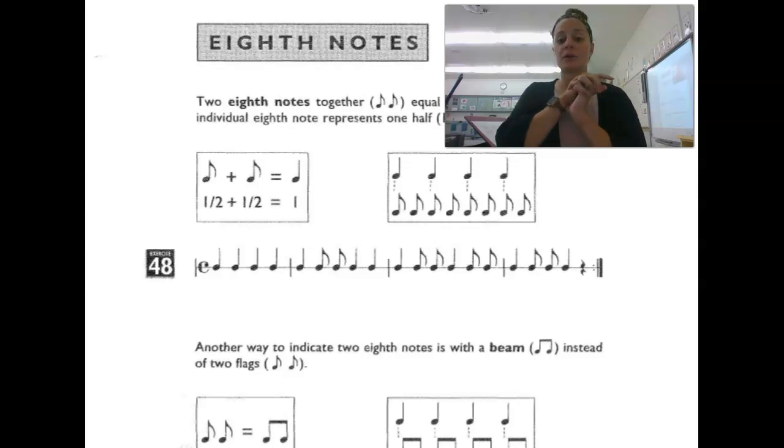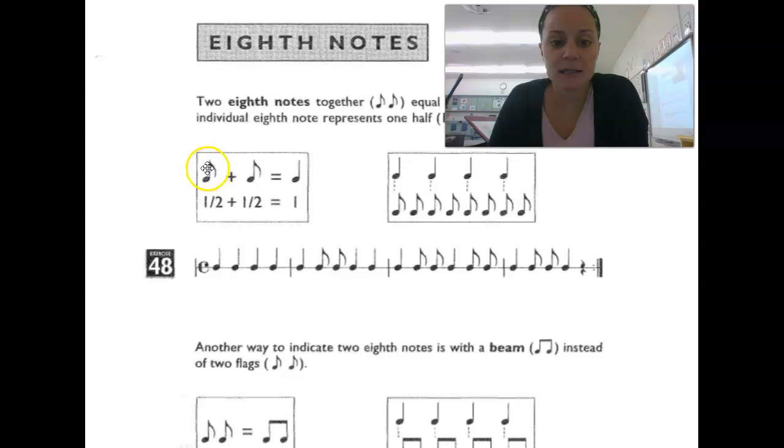All right, Pinewood, today we're going to go over eighth notes. This might be review for some of you. It might be brand new for all of you. So basically, an eighth note by itself looks like this little guy here with a flag. That's a half of a beat. Okay, so two eighth notes put together, a half a beat plus a half beat equals 1.